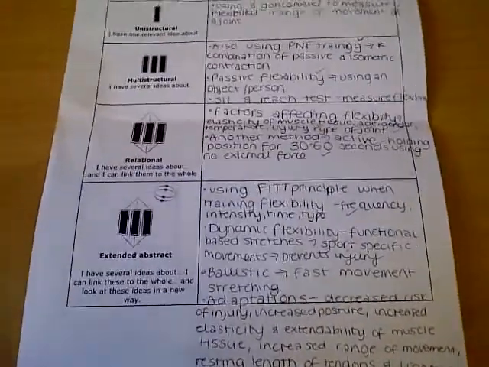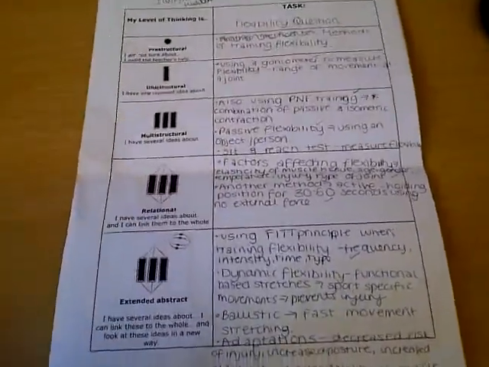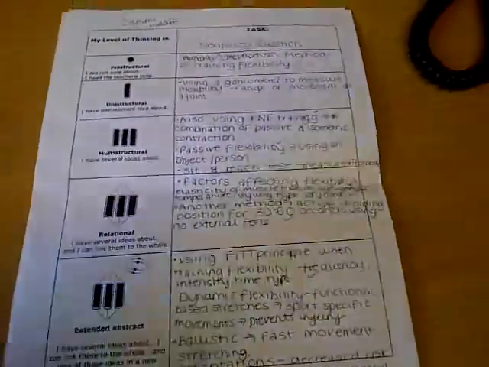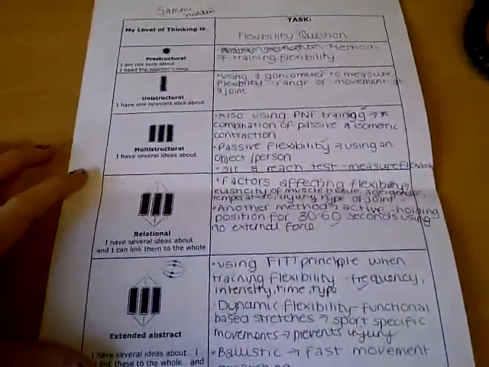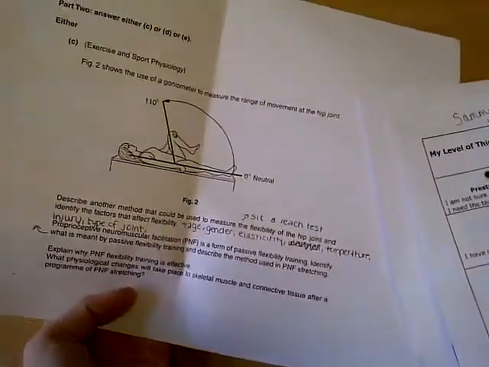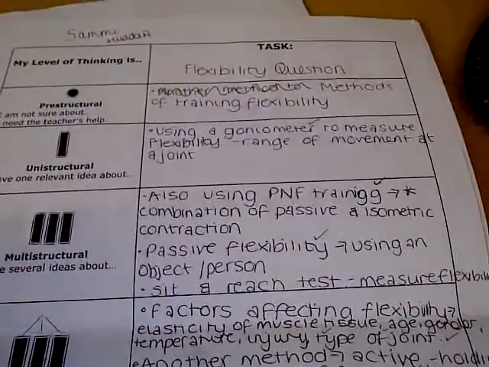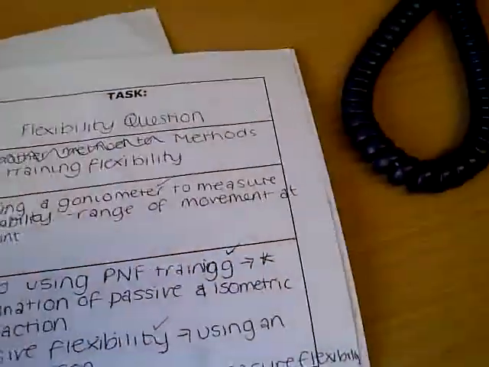In exercise physiology lessons, we've been using SOLO taxonomy as a way of planning a 20-mark question. For homework, we will set a flexibility question, which is that one there. So the way I planned out mine was by writing a pre-structural point, which is something you're not sure about, which would probably be the methods of how you train flexibility.